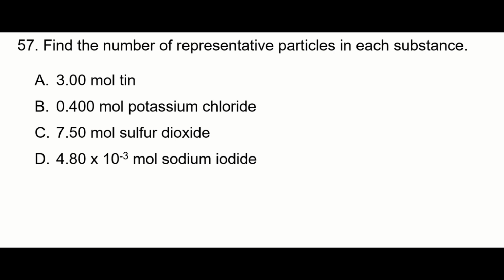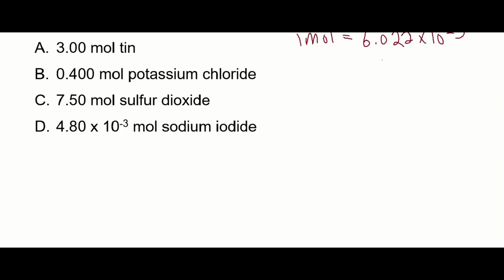In each part of this problem, we're given quantities in terms of moles, and we're asked to convert that to number of particles. So when we're asked to convert between moles and number of particles, we need the conversion factor. 1 mole is equal to Avogadro's number, which is 6.022 times 10 to the 23rd. All right, part A, let's start with what we're given.